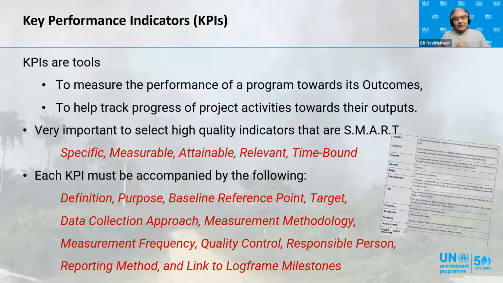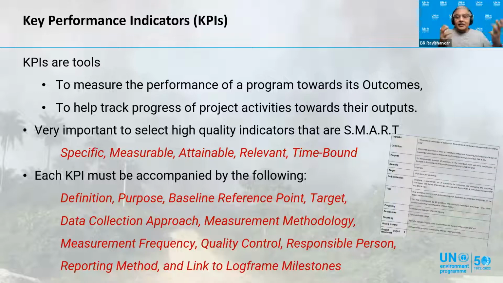Now, this is the most crucial element of monitoring and evaluation, which is the development and use of what we call KPIs, key performance indicators. They are tools to measure the performance of a program towards its outcomes, or to help track the progress of project activities towards their outputs. So it's very important. This is the make or break of a project, in my opinion. If a key performance indicator is properly selected, then you can properly measure and identify how well the project is doing.